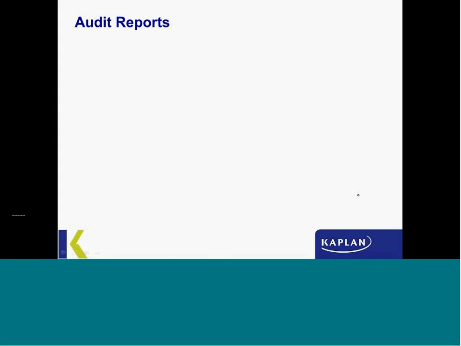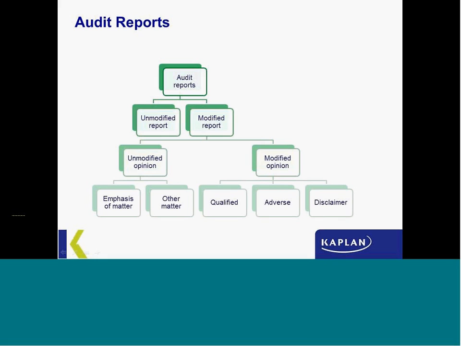Audit reports you can summarize in a nice little diagram like this. The unmodified report is the first sort of report we might issue. An unmodified report is if we have no material problems at all, so either no issues or any issues that we have are immaterial both in isolation and in aggregate. If there is a material problem, then we have to modify the report, and we've got a couple of options for how to do that.